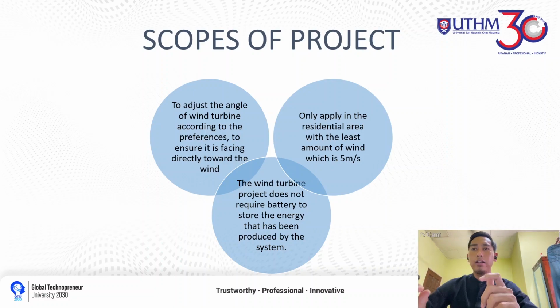Wind turbines are usually produced on a wind turbine farm, but our wind turbine, with the least amount of wind energy, which is 5 meters per second, can generate electricity for the house. The wind turbine project also does not require a battery to store the energy.